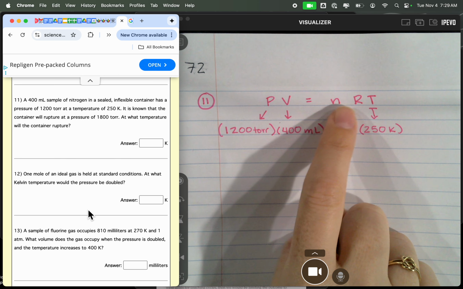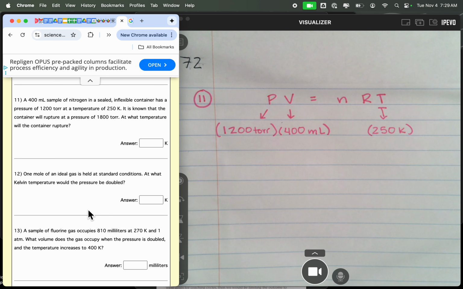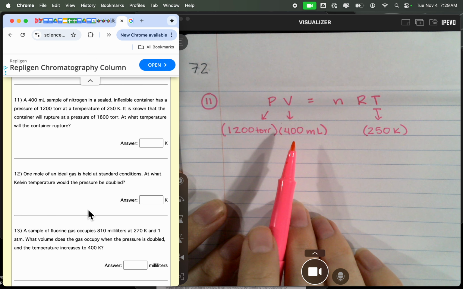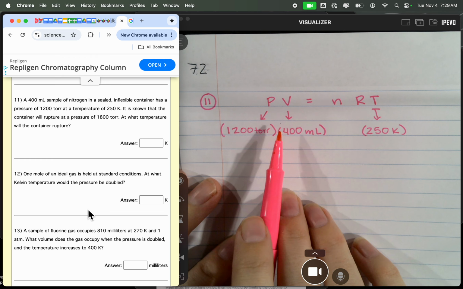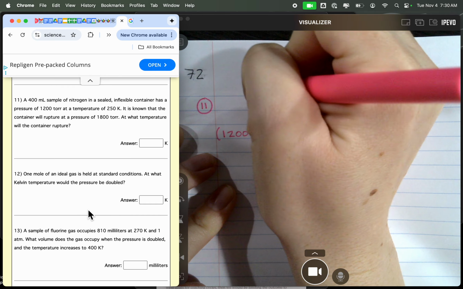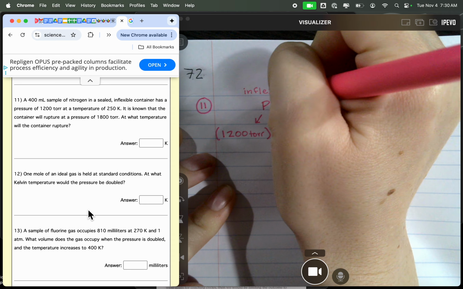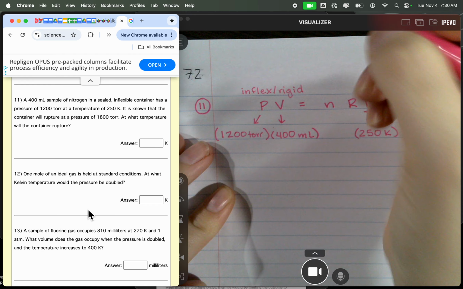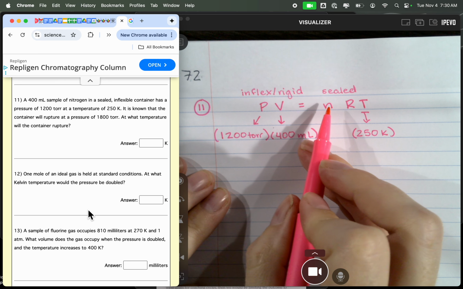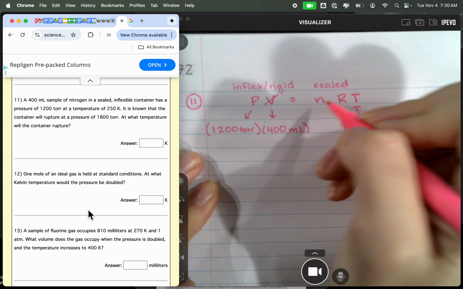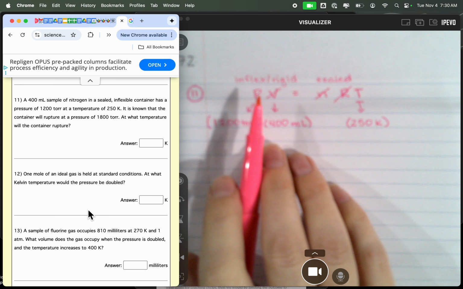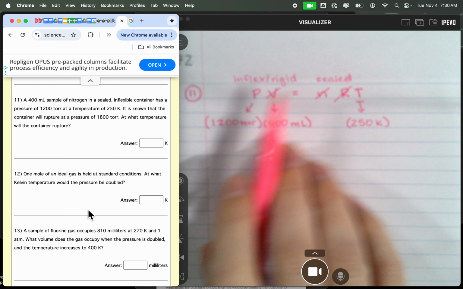All right. They didn't tell us moles of gas, and if this container is sealed and inflexible, that means that the volume of the container is not going to change. So anytime you see sealed and inflexible, or rigid, that is a way of telling you that the volume isn't going to change. And anytime you see sealed, that's a way of telling you that the amount of gas is not going to change. So we don't have to worry about volume. We don't have to worry about amount of gas. We don't have to worry about R because that never changes. It's a constant. So it turns out this is a pressure and temperature problem.